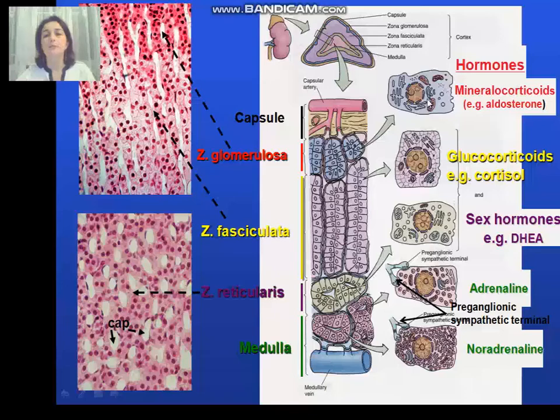Then the mineralocorticoids increase absorption of sodium ions in the kidney tubules. Zona fasciculata includes cells which form cords here, and they produce glucocorticoids, for example, cortisol or corticosterone. Zona reticularis includes cells that produce dehydroepiandrosterone and androstenedione. These are male sexual hormones.